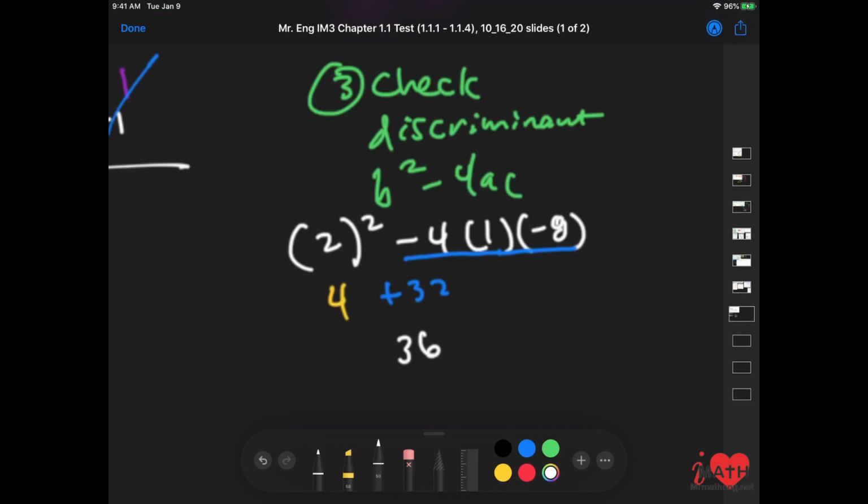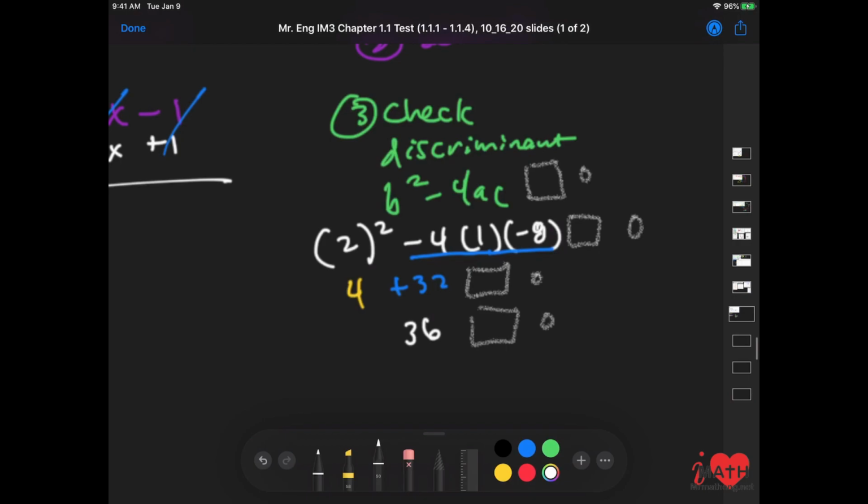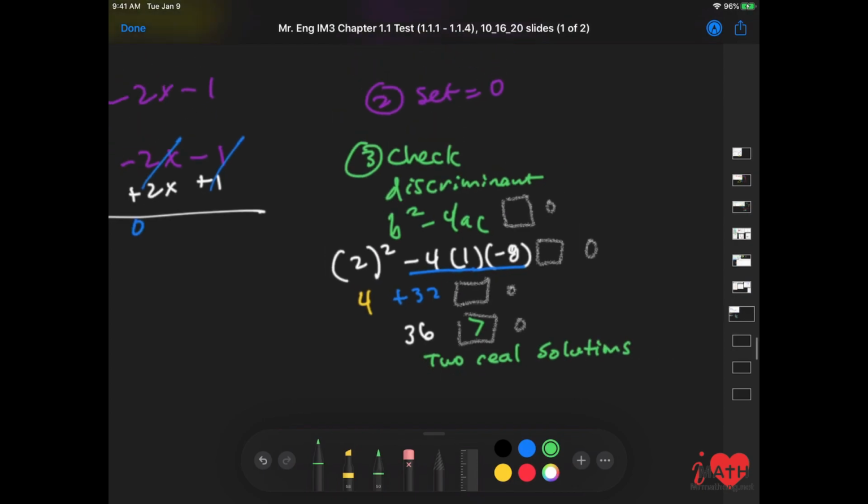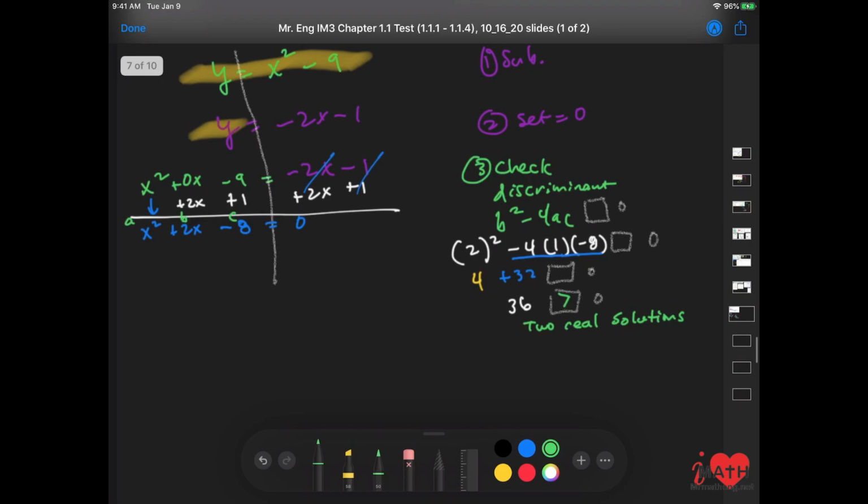So, we always need to put an inequality in this box and compare it to 0. Well, what inequality can you write in there? It is greater than. 36 is bigger than 0. What does that mean? There are 2 real solutions. There are 2 intersections. Okay? So, we just found the discriminant.